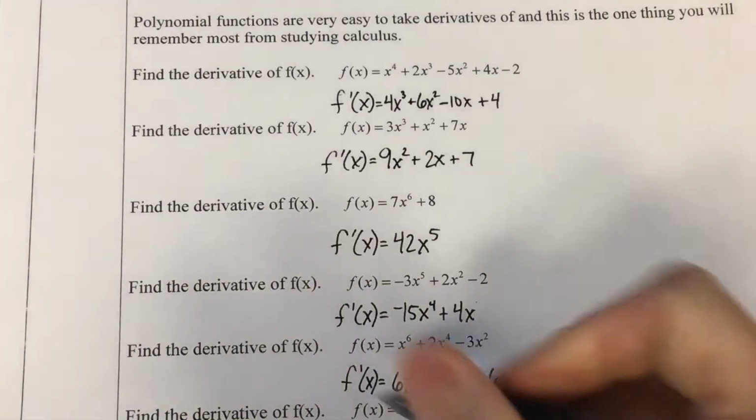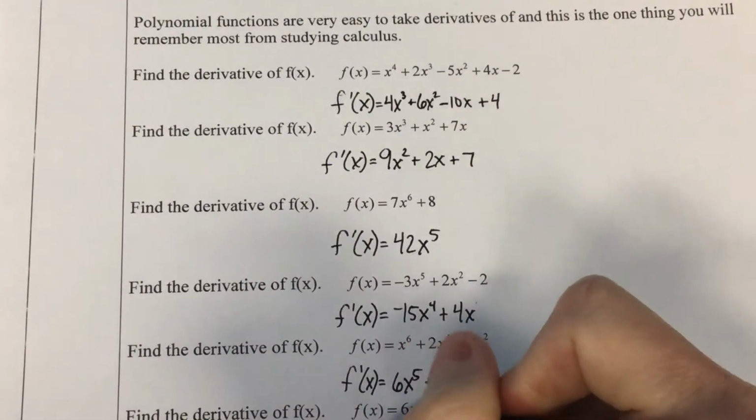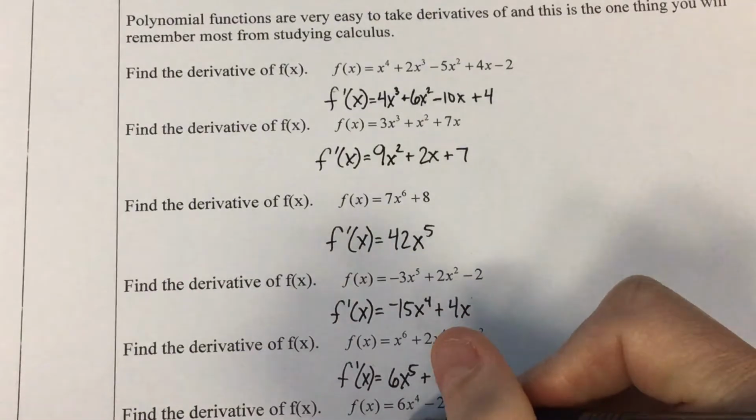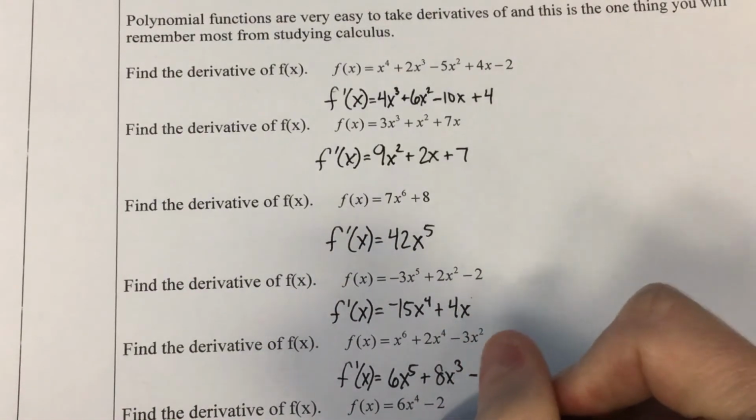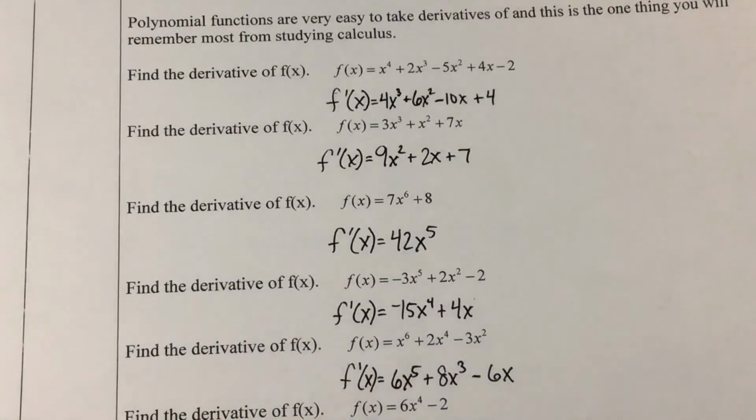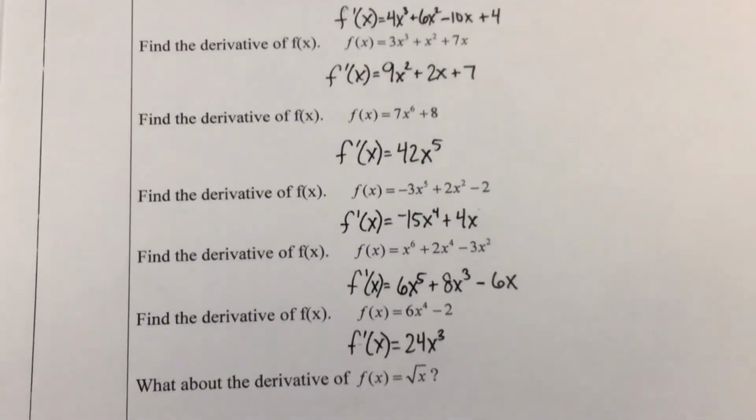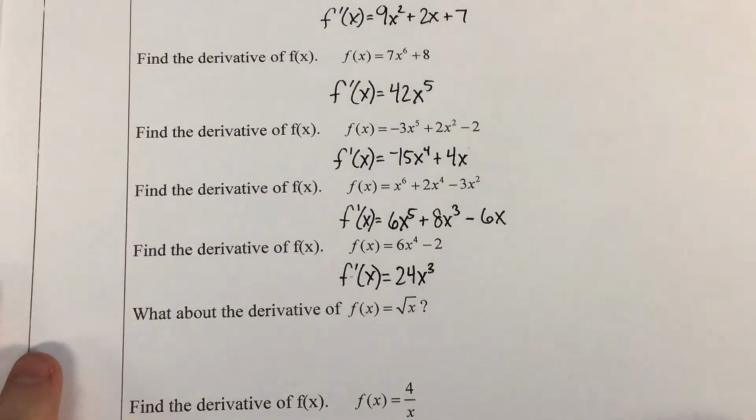So again, if you got the hang of it, see if you can try this last one here on your own real quick. And then that would be 24x to the third. And negative 2 is not going to have a derivative. That's going to be 0, so we don't put that. Now, if you kind of got the hang of these, again, if you're not sure still how I did those, I'll explain it in a second.